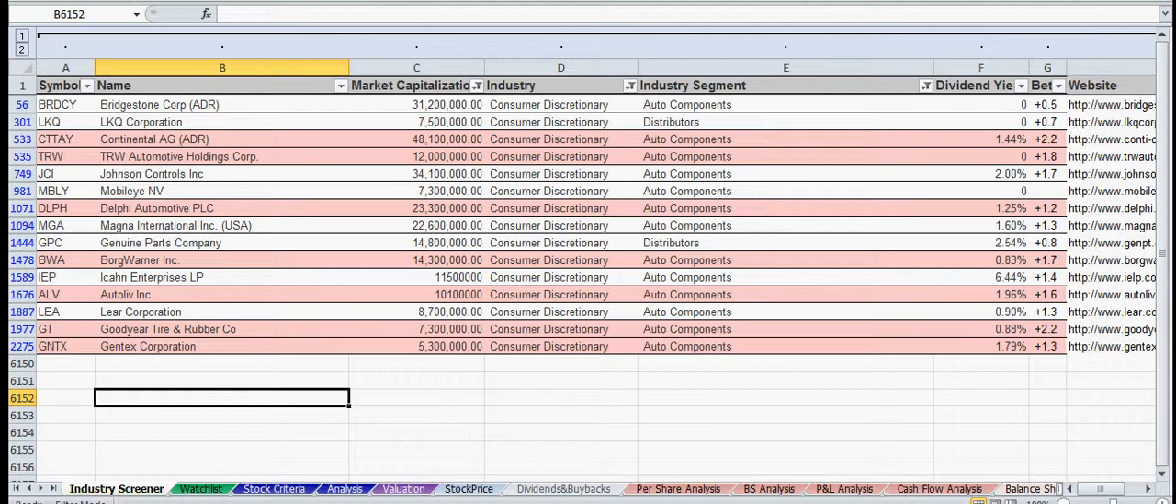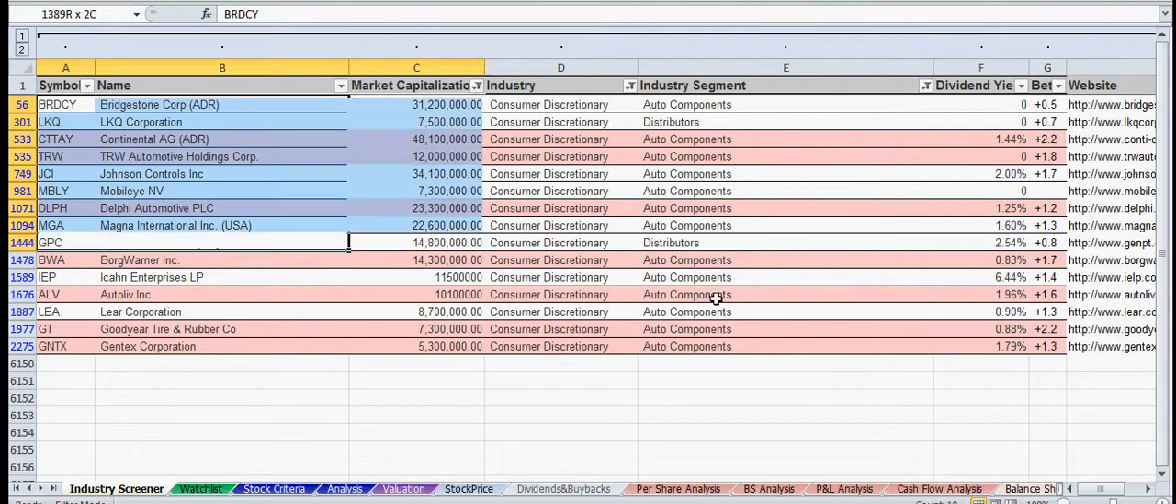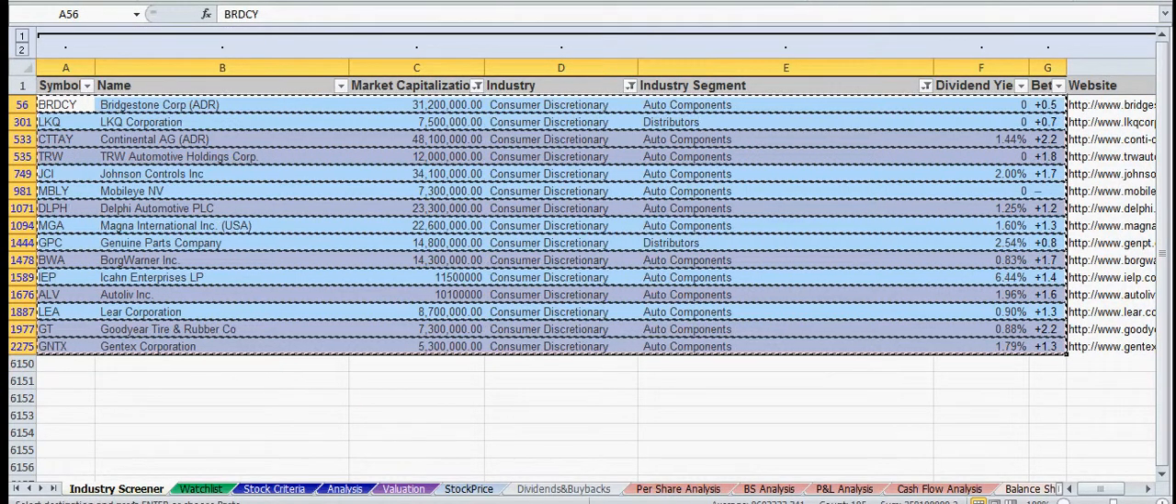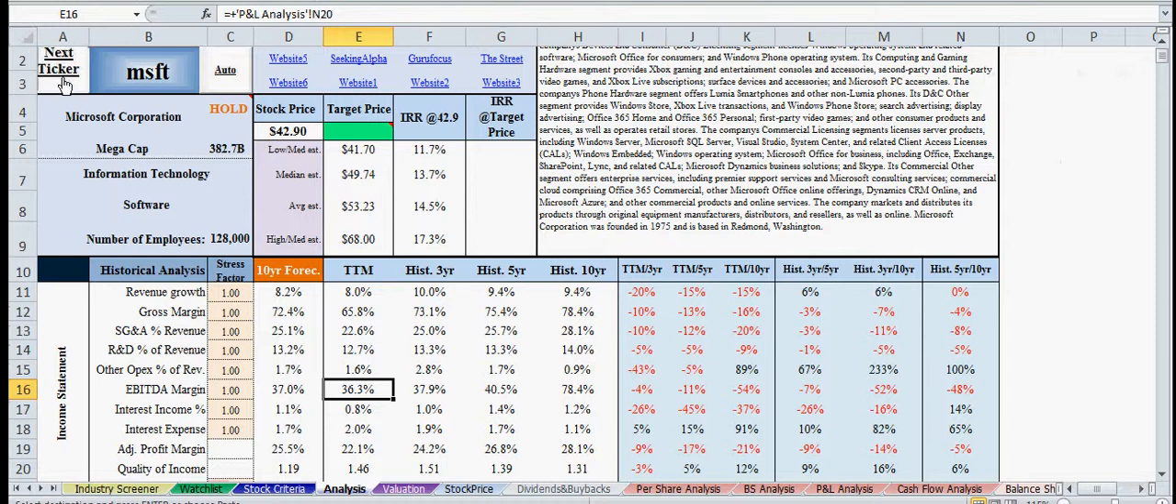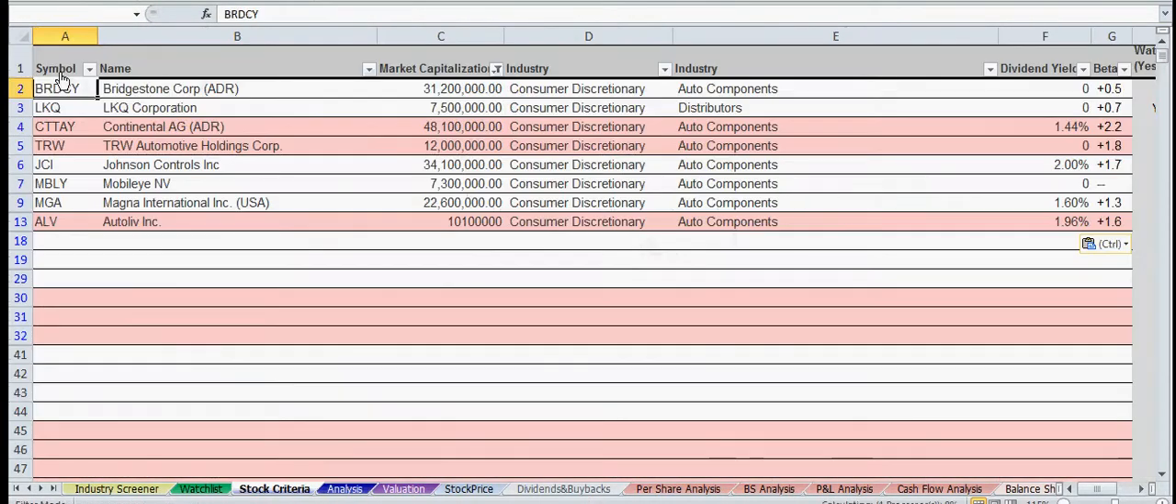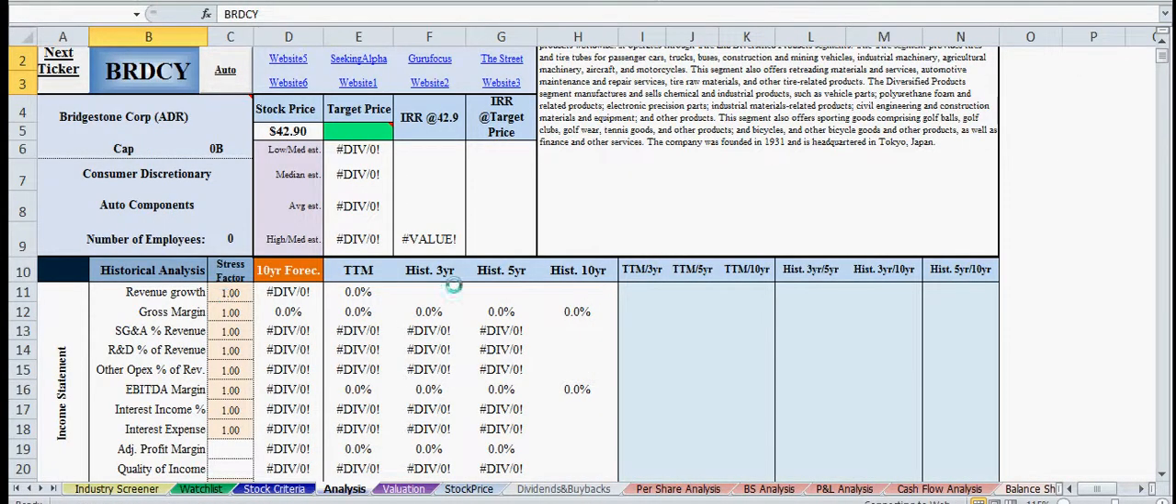To give you an idea of how it works, I've already screened companies that have a market capitalization of greater than $5 billion. They're in the consumer discretionary industry within the distributors and auto components segment. So I want to perform a fundamental analysis and get an idea of what the intrinsic value of these stocks are. So to do that, I'm simply going to copy and paste this data into my stock criteria, and then I'm going to go into my analysis page and begin to perform the analysis.